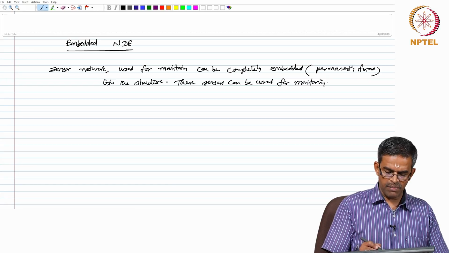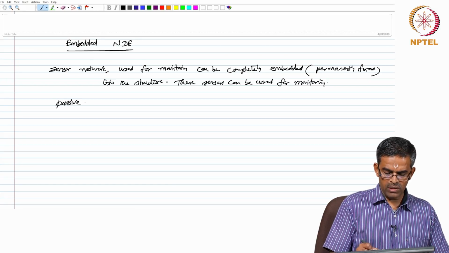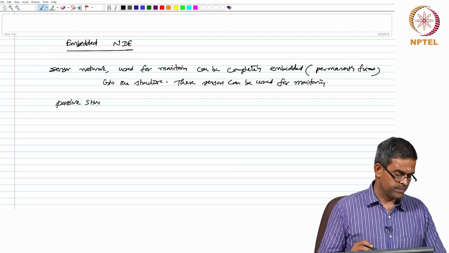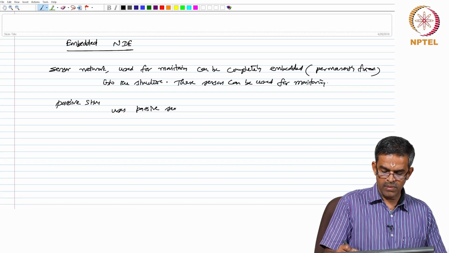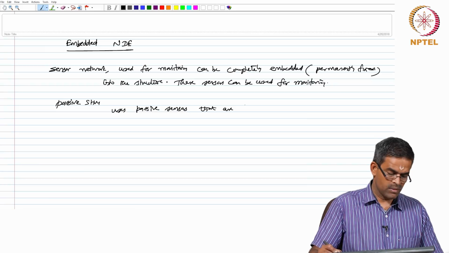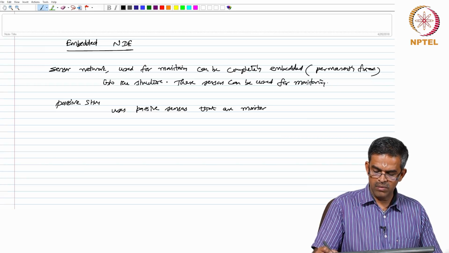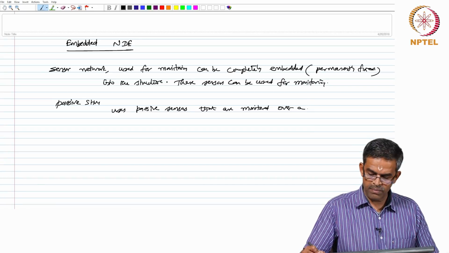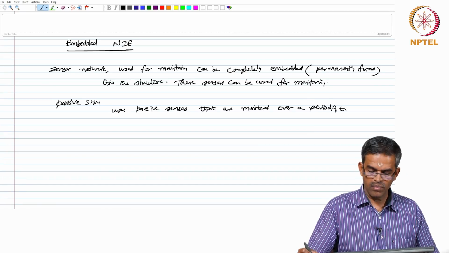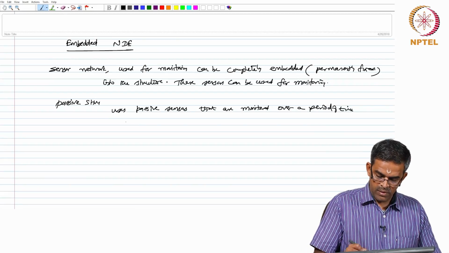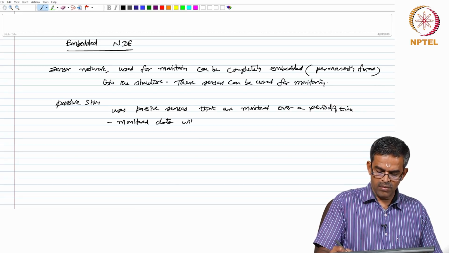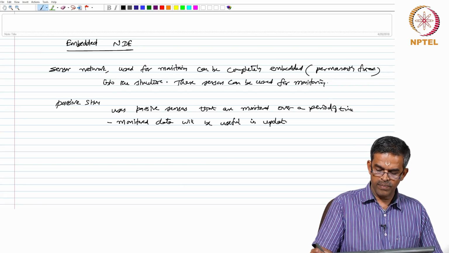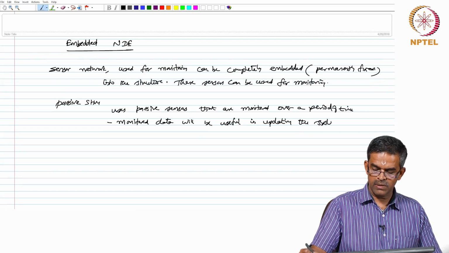There are two ways by which this can be done. One is the passive SHM, which uses the passive sensors that are monitored over a period of time. The monitored data will be useful in updating the system characteristics.